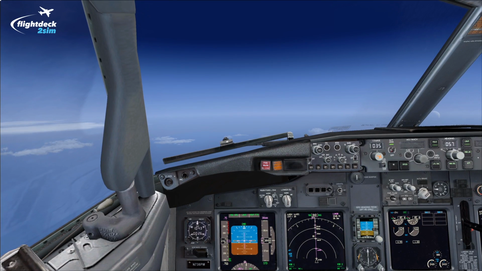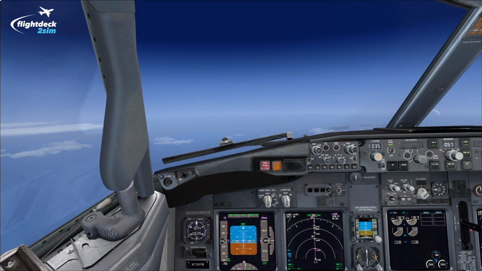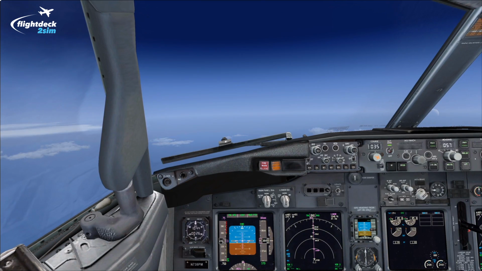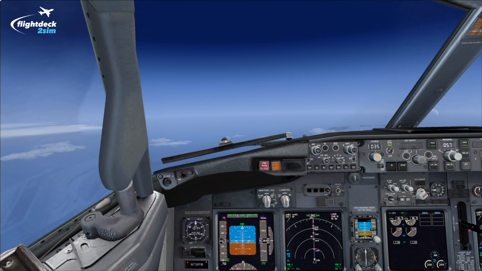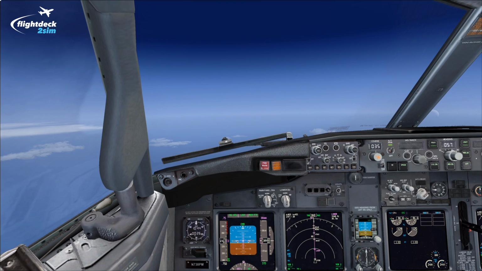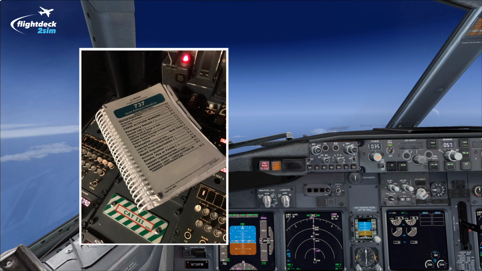Today I'm going to introduce you to the Quick Reference Handbook, or QRH. This is the manual we use when dealing with technical problems in flight. After I've introduced it, we're going to apply it to a minor technical issue on this short flight from Ibiza to Pisa. So, here is a picture of a real QRH.